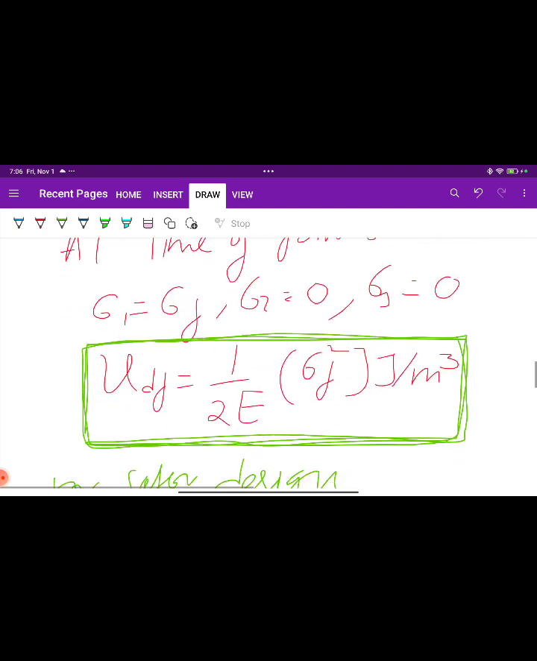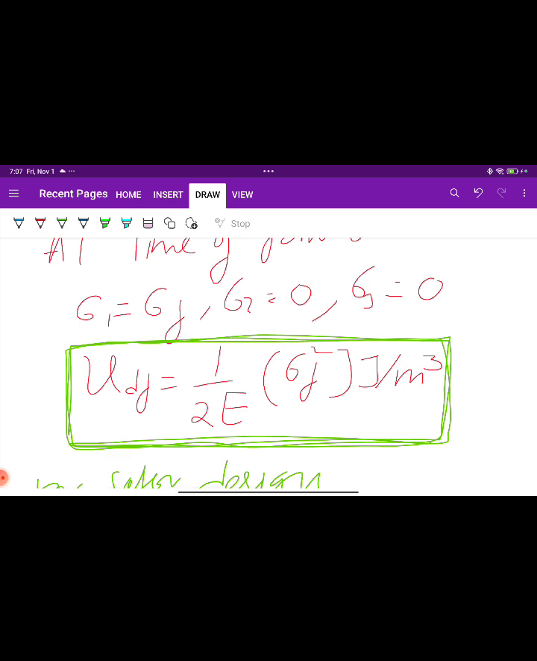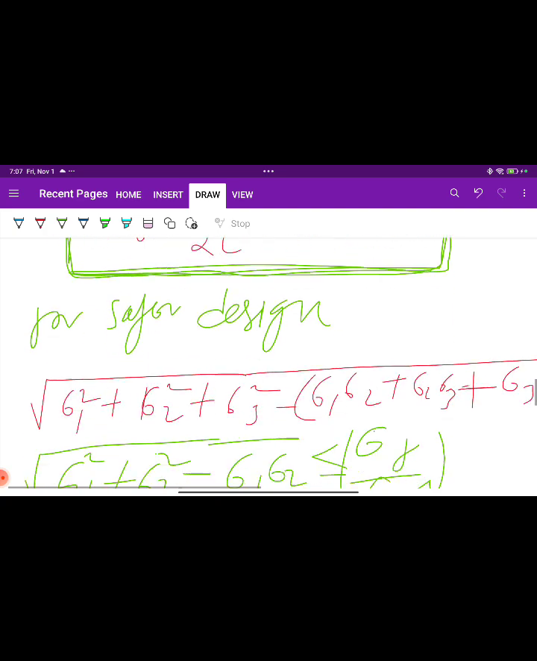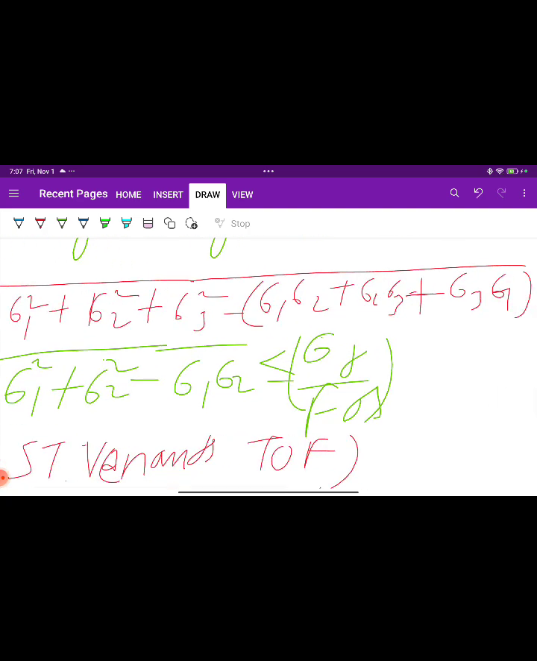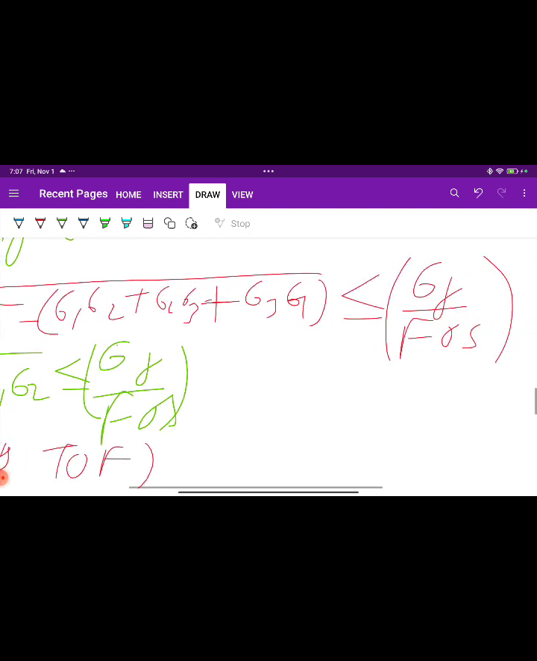And then for safe design, we know that at the time of failure sigma 1 equals sigma f, sigma 2 is equal to 0, and sigma 3 is equal to 0. We can take sigma 2 also equal to sigma f, but you need to follow the same thing. That will be the algorithm and will make it easy and not confusing. So that's why we have taken sigma 1 equal to sigma f and the rest equal to 0. And for the safer design, again in this condition, sigma 1 square plus sigma 2 square plus sigma 3 square minus sigma 1 sigma 2, sigma 2 sigma 3, sigma 3 sigma 1 is always less than sigma f upon factor of safety.